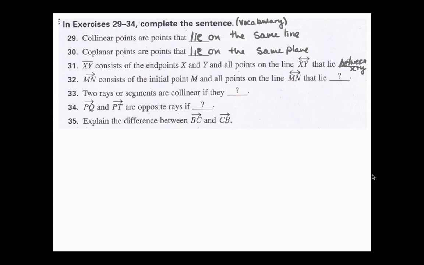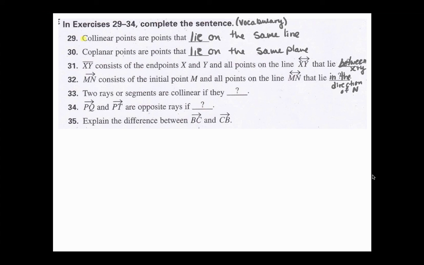The next one is a ray. So it consists of initial point M and all of the points that lie on the line. So this one, we have our initial point, and it's all the points that lie in the direction of N. So if it starts at M, it's going to go in the direction of N.